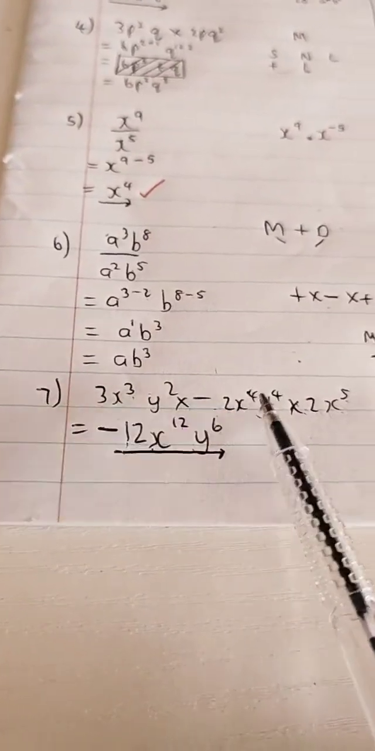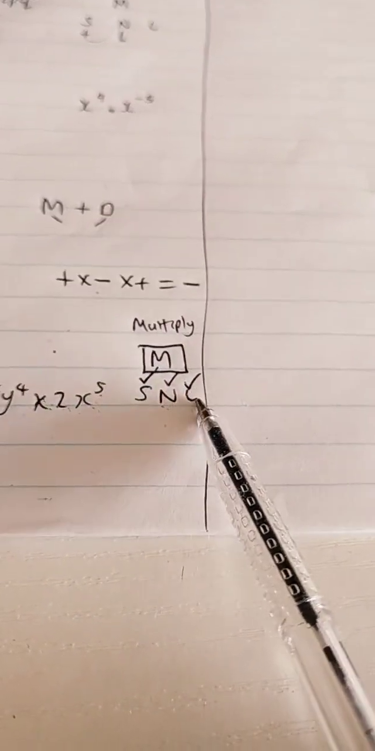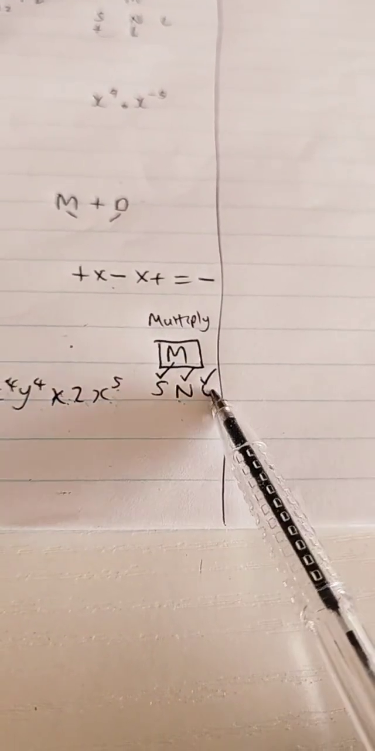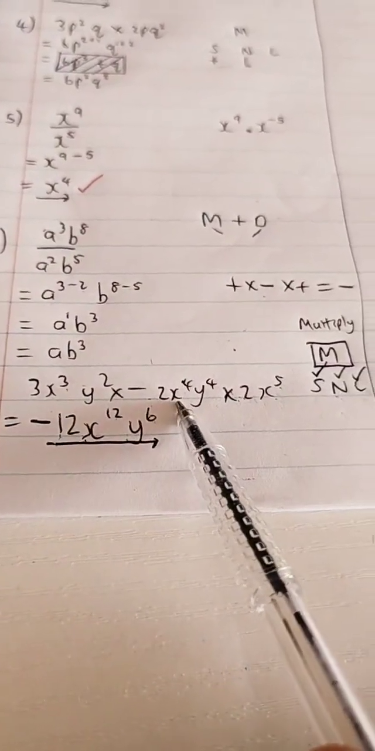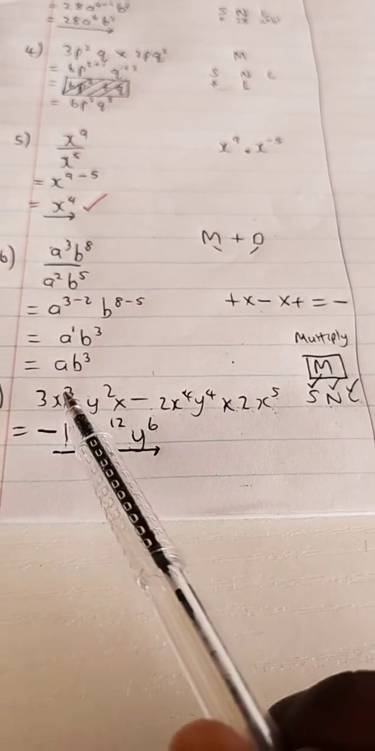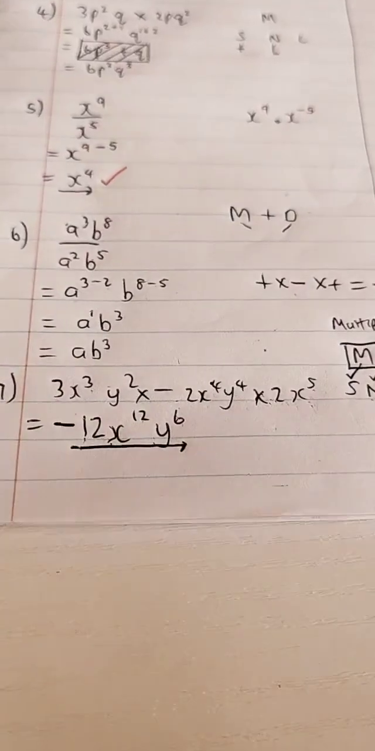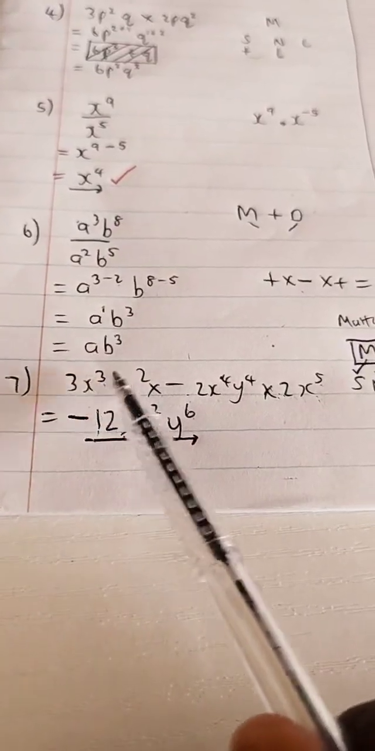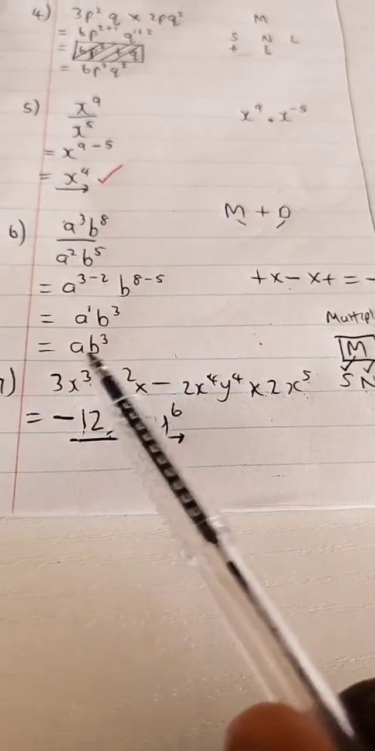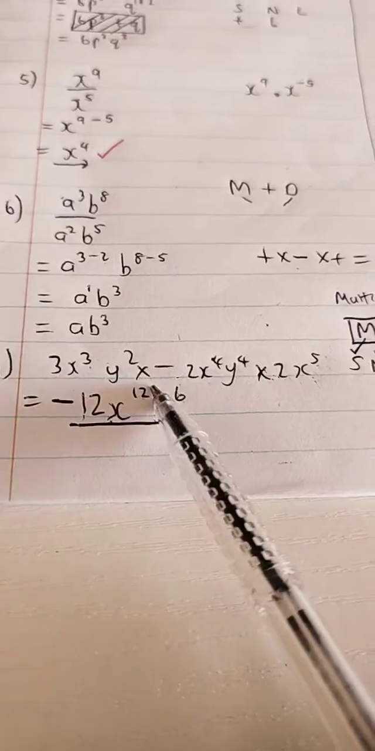What's 3 times 2 times 2? That gives you the 12. That's where the 12 comes from. Then you multiply the last thing, the letters, the variables. x times x to the power 4 times x to the power 5. These are the same base x. So when you are multiplying same bases, the law of exponents says you keep the base x and you add the exponents. 3 plus 4 plus 5. What's 3 plus 4? It's 7. Plus 5, it's 12. That's where this 12 comes from.